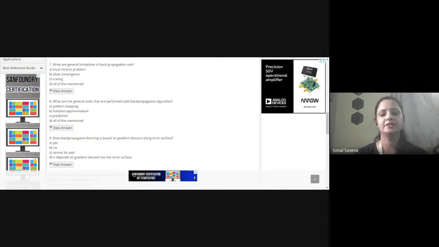So the ninth question says, is backpropagation learning based on gradient descent along the error surface? Is it yes, no, cannot say, or it depends on the gradient descent but not the error surface?